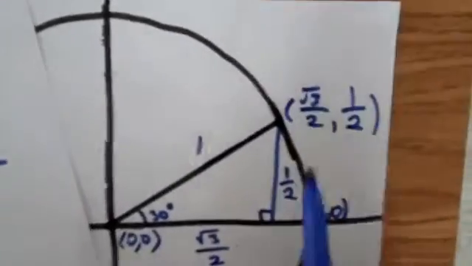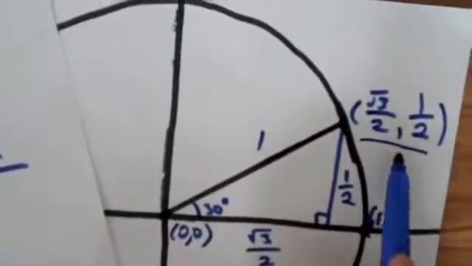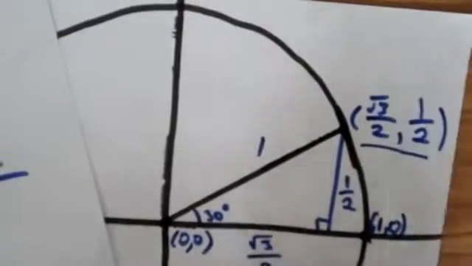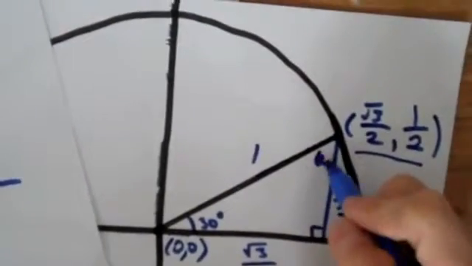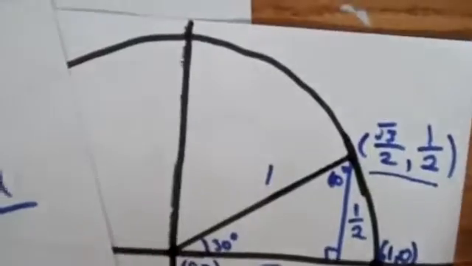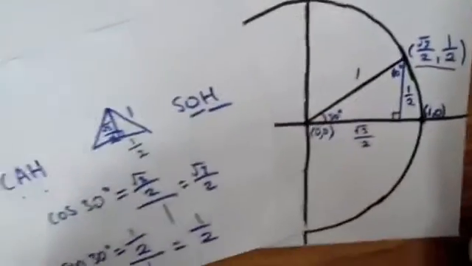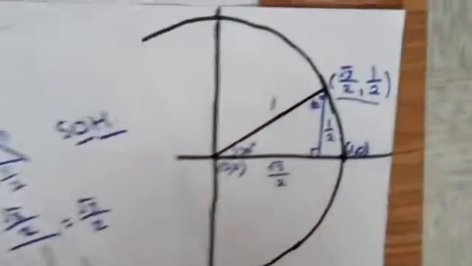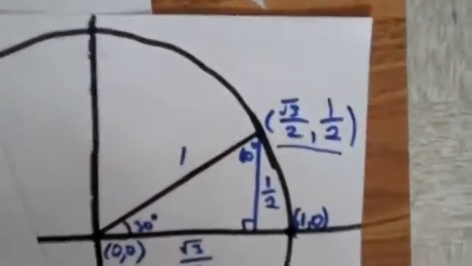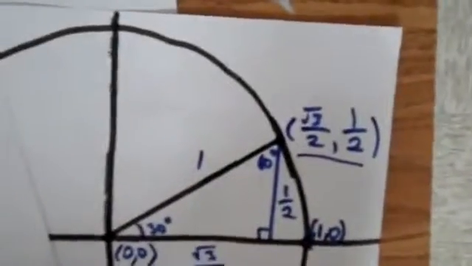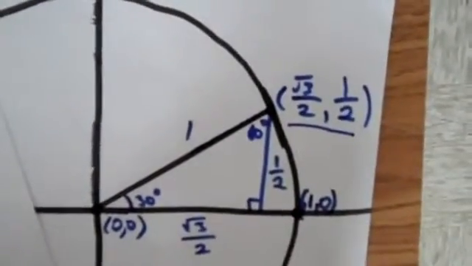So this is how you find the x and y coordinates, and find all sides of this 30, 60, 90 triangle. This is how the triangle relates to the unit circle, using triangles to find the coordinates for the circle.